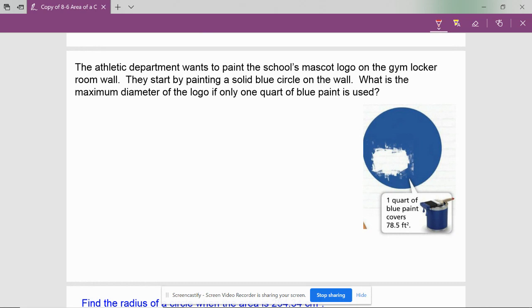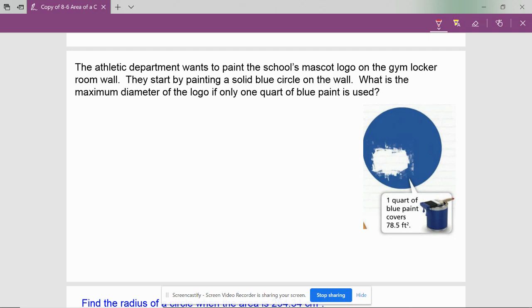Athletic department wants to paint the school's mascot logo on the gym locker room wall. They start by painting a solid blue circle on the wall. What is the maximum diameter of the logo if only 1 quart of blue paint is used? Okay, so in our question it says 1 quart of blue paint covers 78.5 square feet. So that would actually be our area, correct?